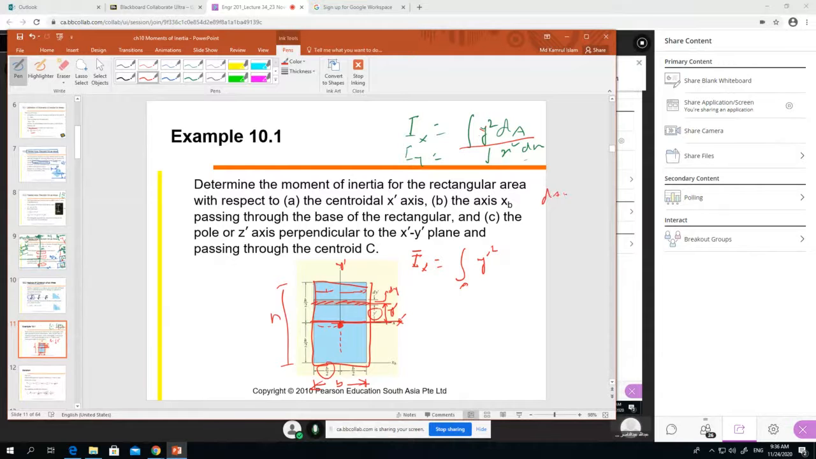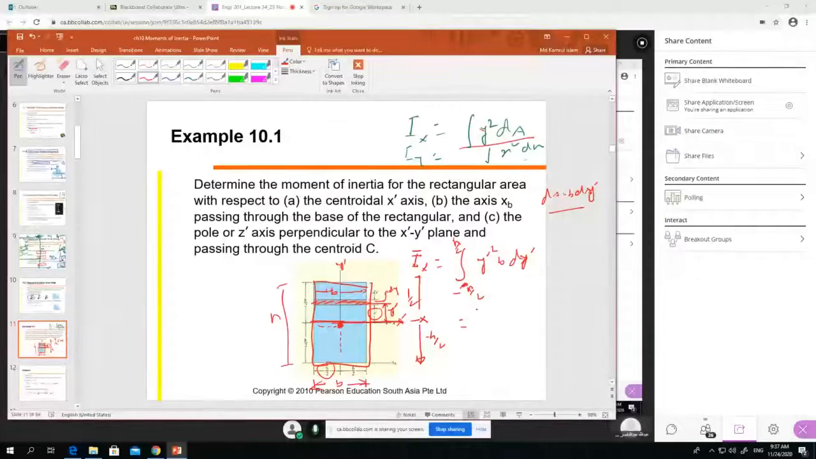What is the area? The area of the small strip is b into dy prime, because the breadth is b. So b into dy prime is the area. Now the integration limits: we are doing it from the x-axis, so the distance from here is minus half and up to here is plus half. So our integration limit is minus h by 2 to plus h by 2, right?